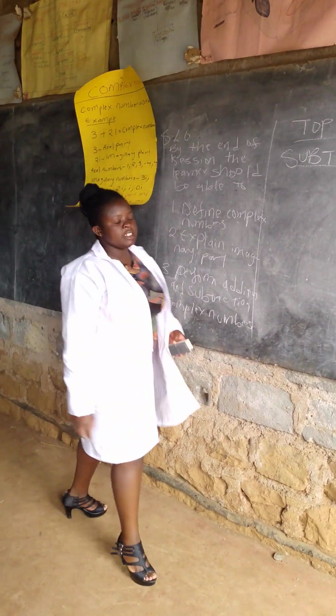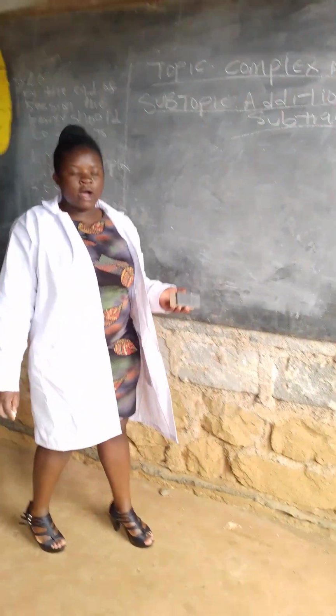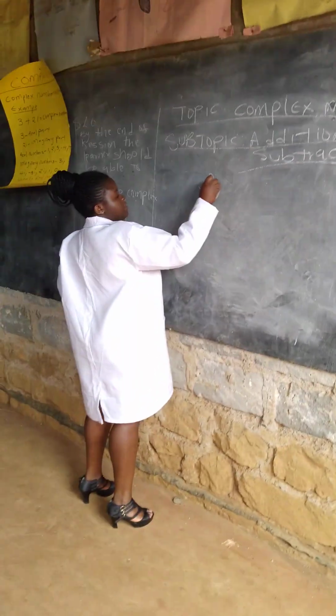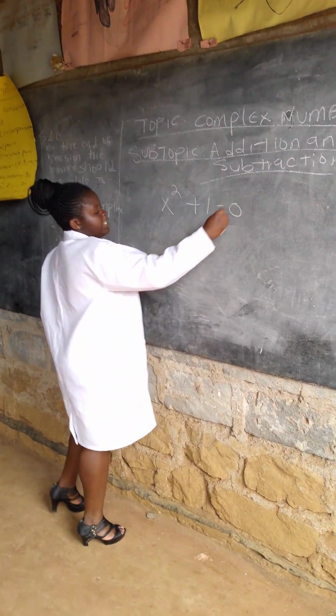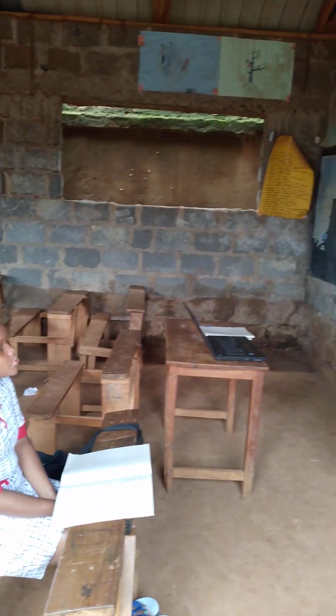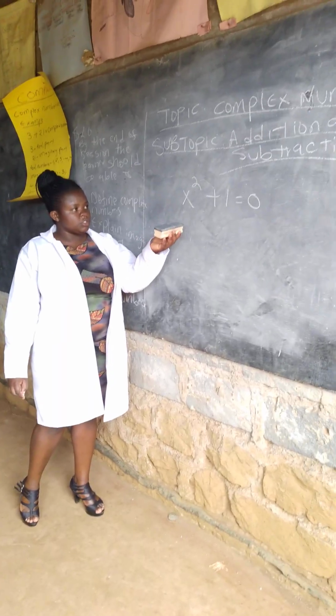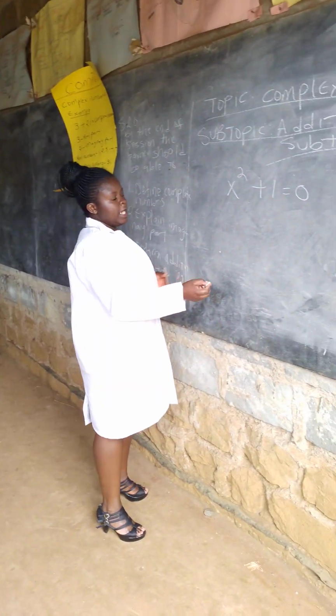So I want us to remind ourselves from our work about equations. Who can identify that equation? Yes, Valerie? That is a quadratic equation. And is it possible to find the roots of this equation? No. That is impossible because its square root is a negative number.